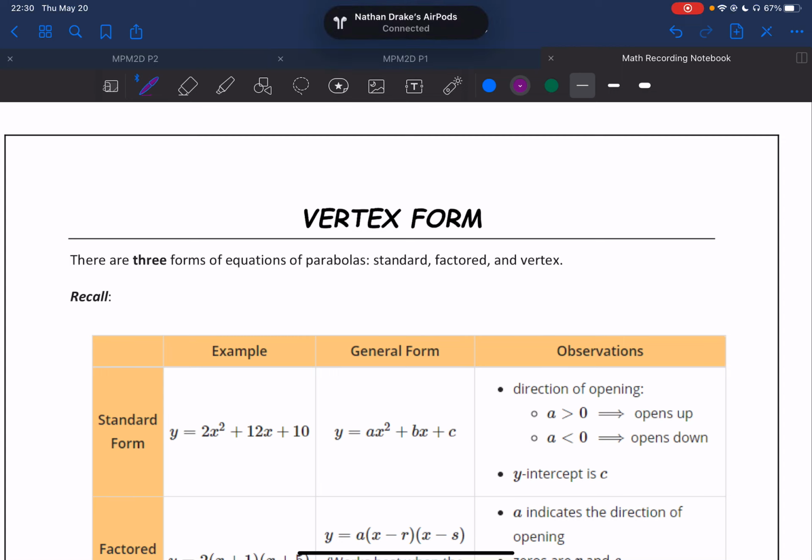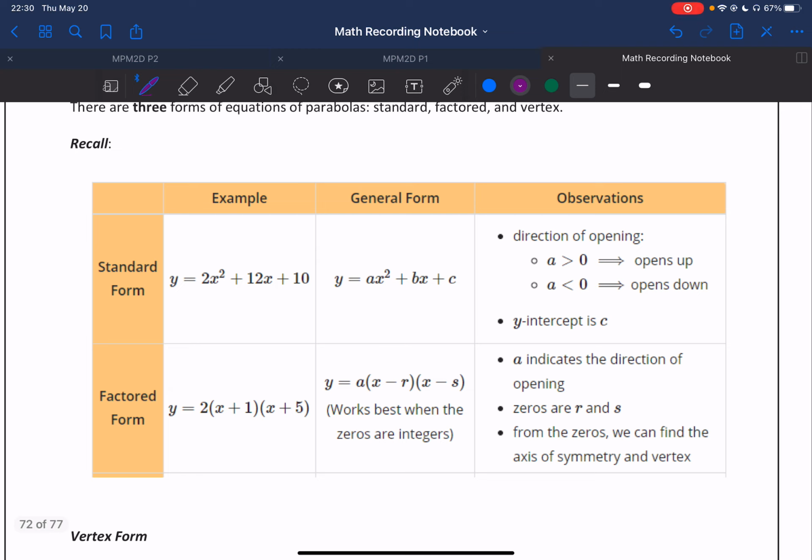Okay, welcome grade 10s. We're now starting a new section of our unit on quadratic formulas and quadratic equations. What we're now looking at is the last of the three forms of quadratic equations. So there's three forms: standard, factored, and vertex. If we think back, we've so far looked at standard and factored.